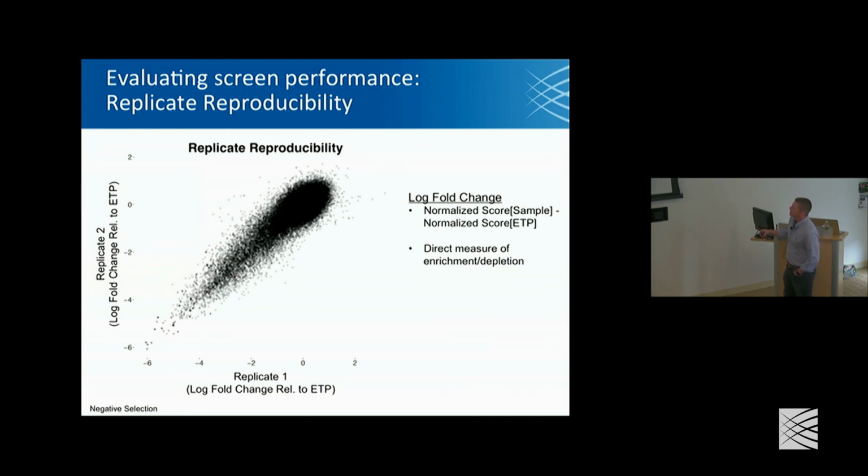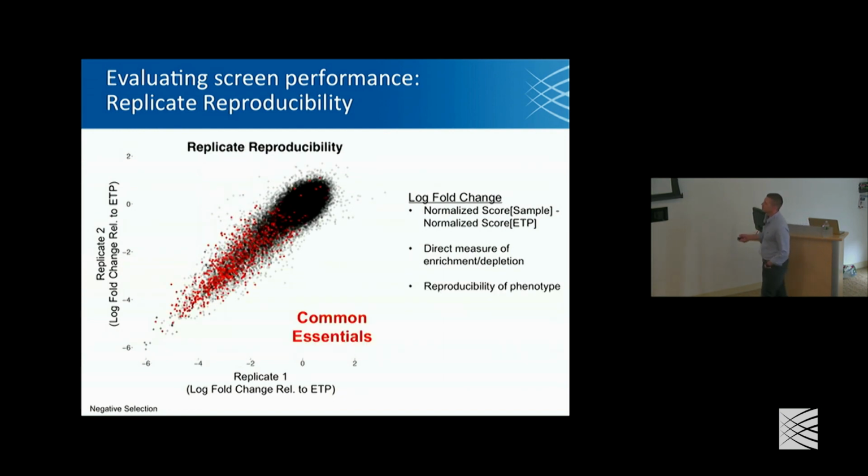And the log fold change specifically is just the normalized score in the sample or an endpoint read versus an early time point. Or we can actually even use pDNA, like the pDNA that we use to make the virus. Okay. This is a direct measurement of enrichment or depletion. So if we color in here the guides that target the common essentials, you can now see, so here's the 0 point. All of these have some degree of depletion. And the log fold change is really more of an evaluation of the reproducibility of your phenotype, where things are reproducibly depleted. Okay.